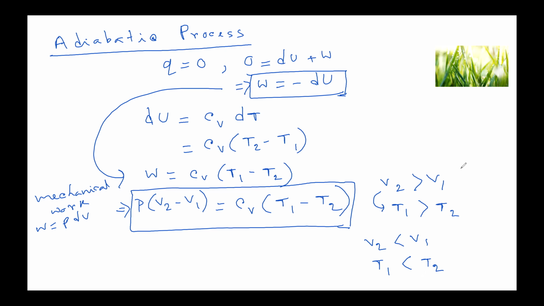For adiabatic expansion, because V2 is greater than V1, in this case T1 will be greater than T2. That means there will be a fall in temperature. And for compression, if the gas is compressing, that is V2 is less than V1, in that case T1 will be less than T2. That means there will be an increase in temperature.